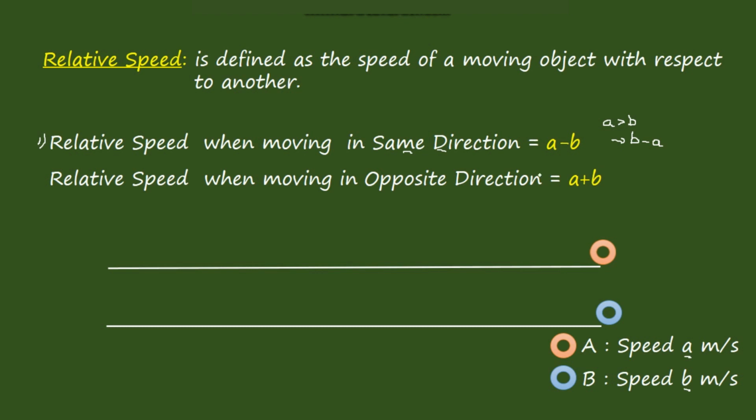Now coming to the second one, when they are moving in the opposite direction. Two objects moving in opposite directions, then their relative speed is given as A plus B. This is very important, you have to remember it.